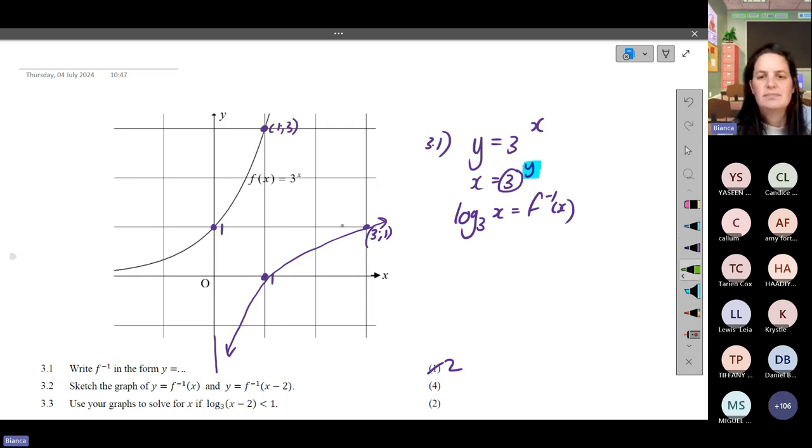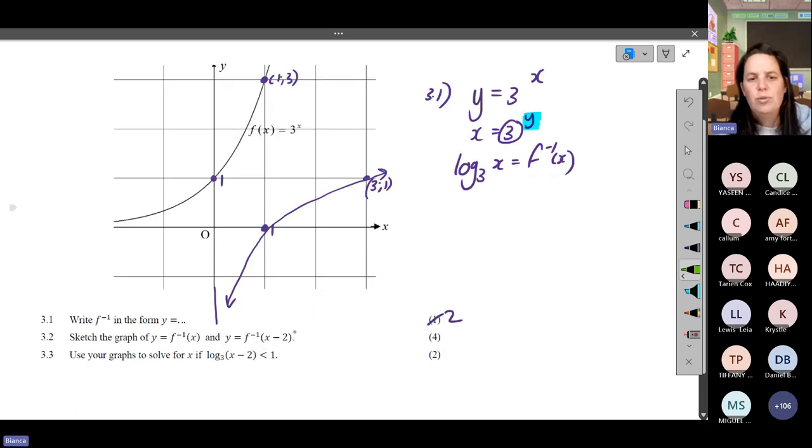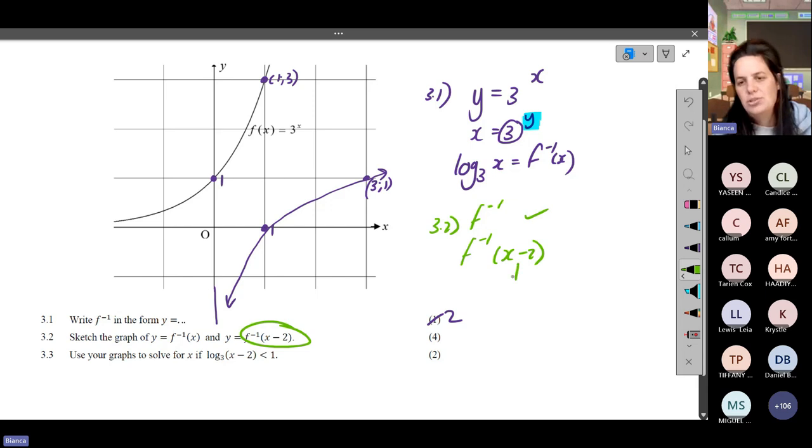And then it says this. It asks you to draw this graph here. Now, let's just talk about this quickly. So we're on 3.2 now. Okay, we've already sketched f to the negative 1. That's done. They are asking you now to sketch f to the negative 1, x minus 2. That minus 2 over there in brackets means the graph has shifted horizontally. If it's literally in the brackets with the x, it shifted horizontally. And if it's minus 2, it means that it shifted horizontally 2 units right.